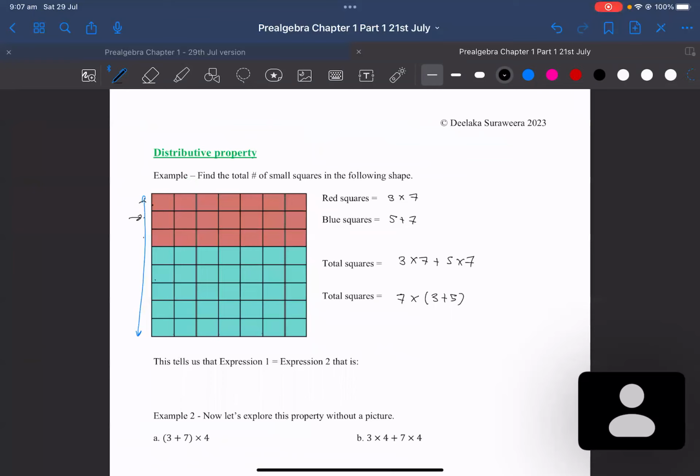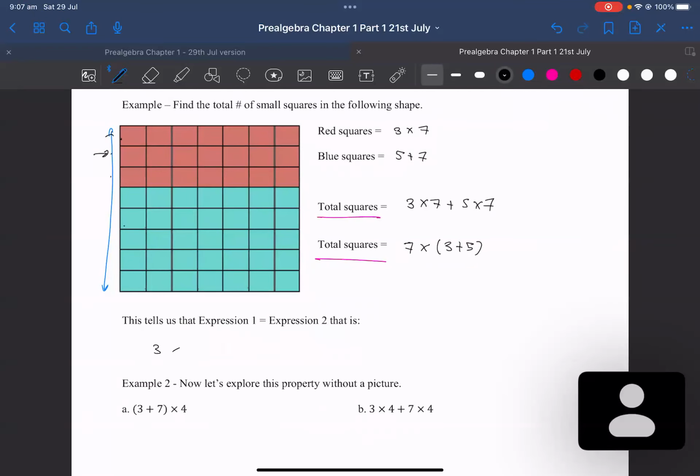Right? And since it doesn't matter which way I count it, am I going to get the same answer if I do it this way and this way? Yeah? Or no, different answers or same answer? Same answer, right? Because the number of squares doesn't change. So what that means is that 3 times 7 plus 5 times 7. Oops, I'll put 7 first because it will look nicer. 7 times 3 plus 7 times 5 is the same as 7 times 3 plus 5. That's what it's just saying, just for this thing, right?